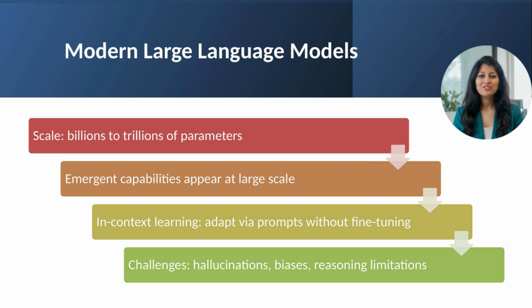Hallucinations. They confidently generate plausible sounding but false information. Biases. They reflect biases present in training data, which can be problematic. Reasoning limitations. While they handle many reasoning tasks, they struggle with multi-step logical reasoning, mathematical proofs, and scenarios requiring true understanding versus pattern matching. Context length. Even with extended context, there are limits to how much information they can process.